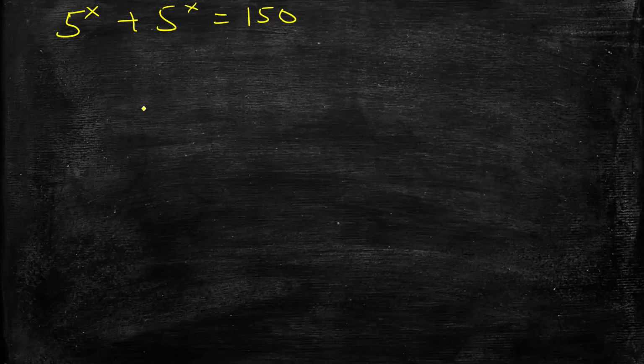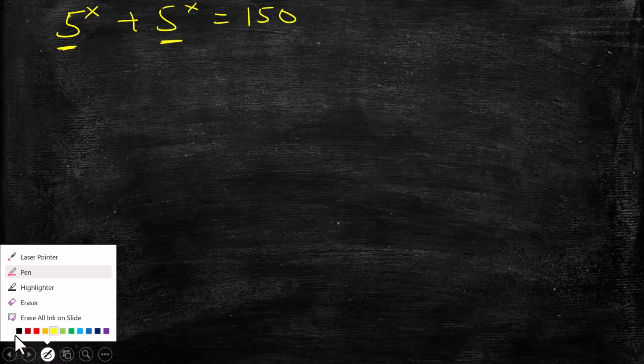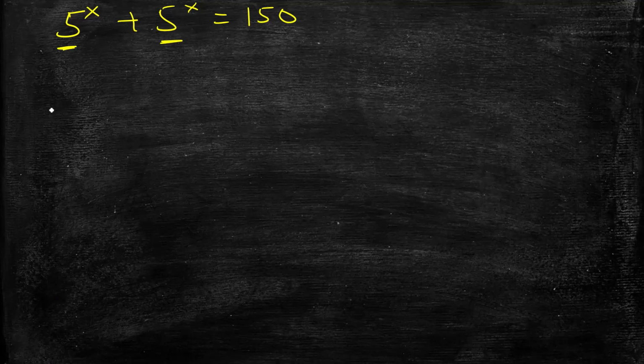Now let's look at this exponential equation. Okay, we have 5 exponent x plus 5 exponent x equals 150. How do you solve for x? Okay, now we can take 5 raised to x out here.